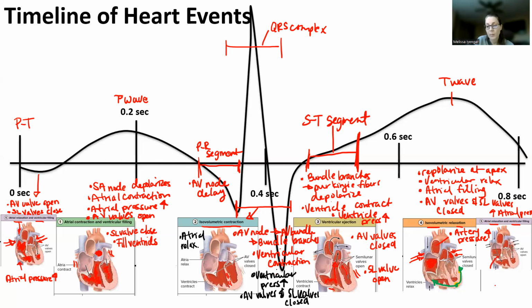And that opens our semilunar valves. I'm sorry, that opens our AV valves. Okay, as we open our AV valves, we have ventricular filling, and you would basically start the cardiac cycle over again. So this is one cardiac cycle. Remember, a cardiac cycle is all the events in one heartbeat.